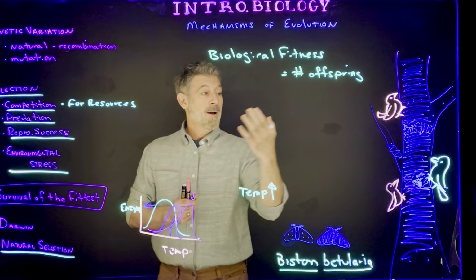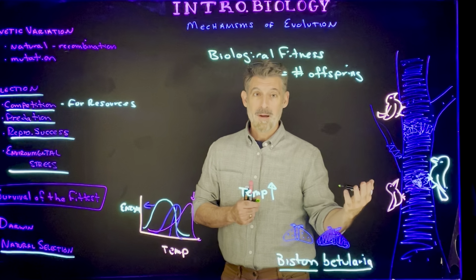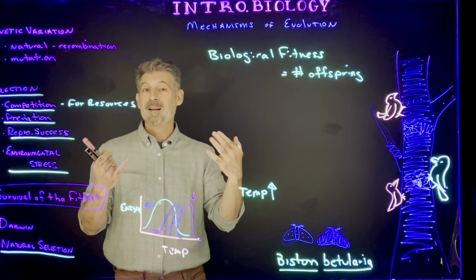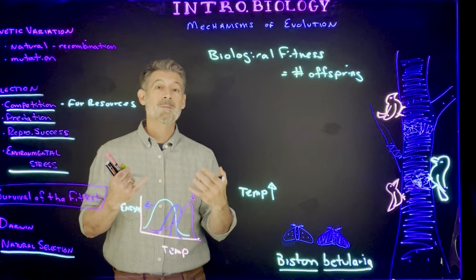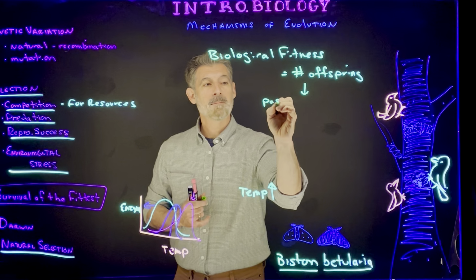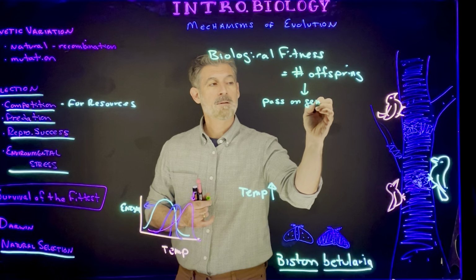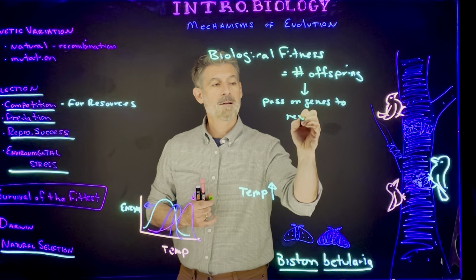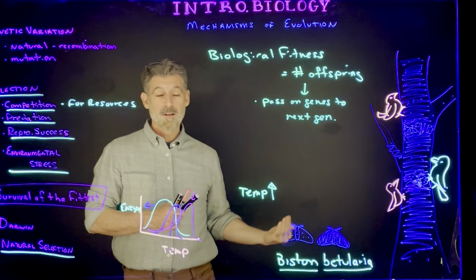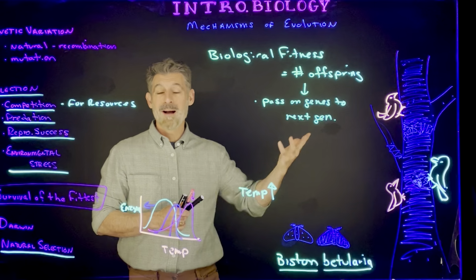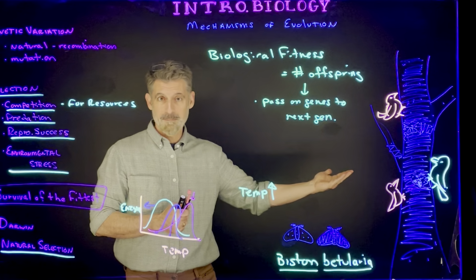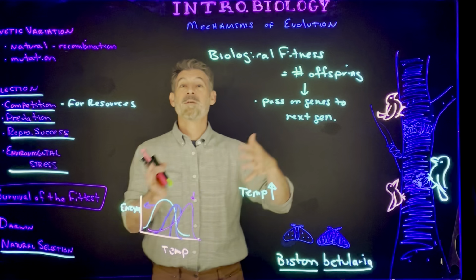So we come back to these things about competition for mates, right? Competition for space. All these sorts of things are going to increase the chance that an organism is going to mate. So these offspring pass on genes to the next generation. If you don't mate, you don't pass on the genes to the next generation, which means you have no biological fitness.